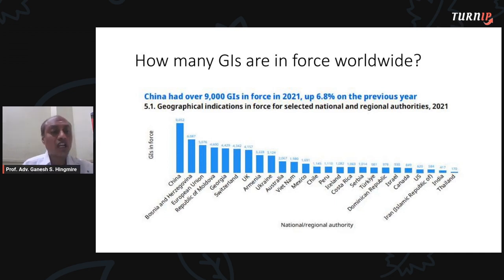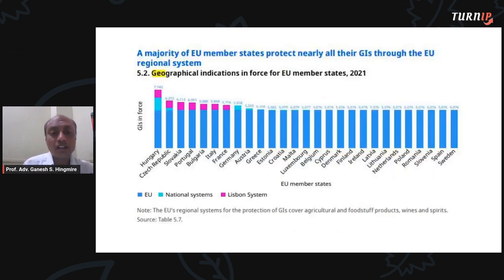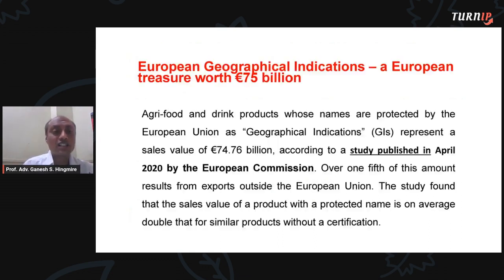Let's start with China. They have more than 9,000 GIs in the last years. Then you will find in the European Union they have 60,000 GIs, and you can see that Hungary and Germany have more than 15,000 GIs in force.